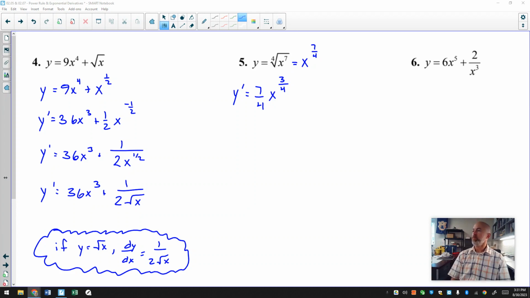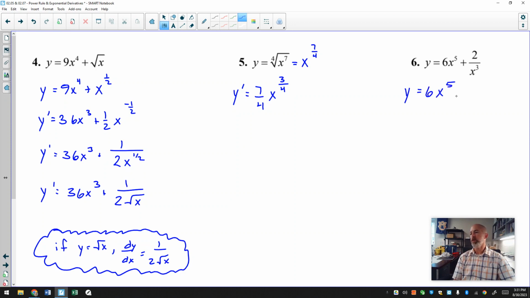So looking at number 6, we again have 2 pieces, and the first one is ready to go. 6x to the fifth is fine. 2 divided by x cubed is a problem because the power rule is used for a number times, strictly times, x to a number power. So I'm again going to rewrite this as 6x to the fifth. I don't want to change that.